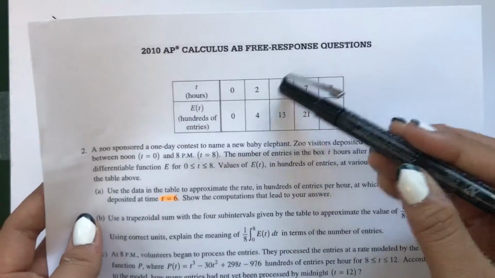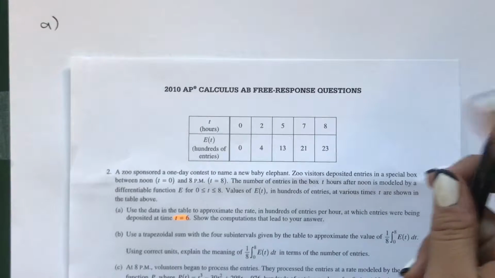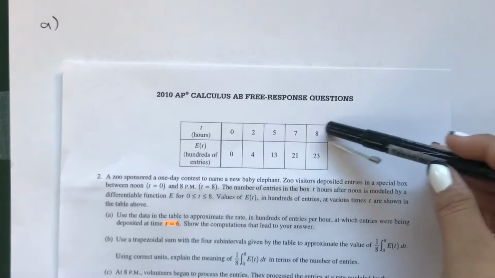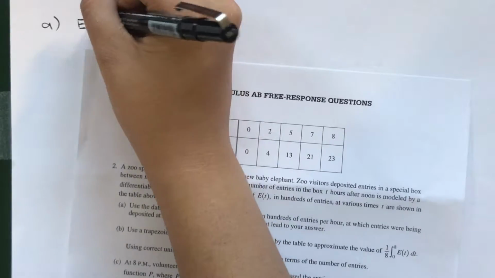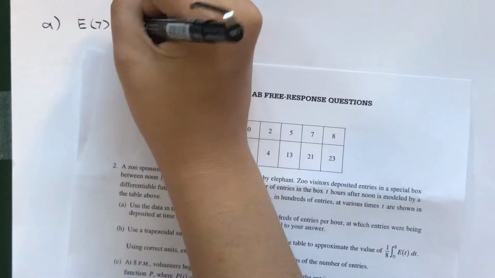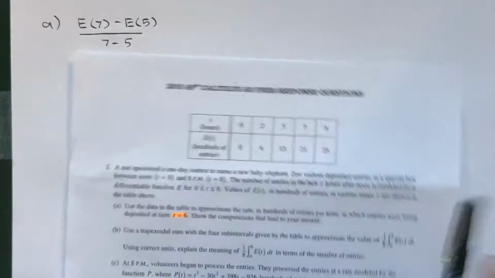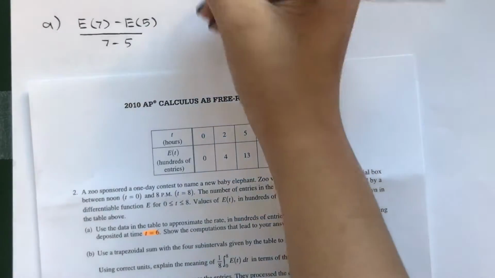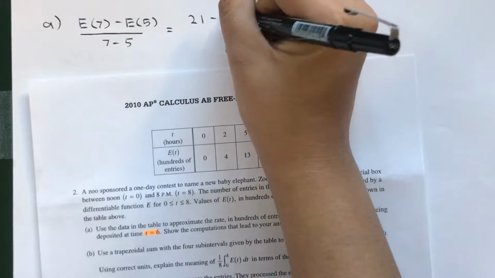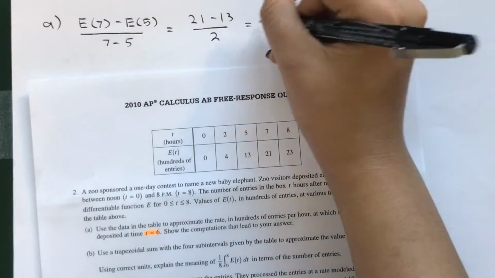And we will be using this part of the chart for this question. We need to use the rate of change formula because that's how we approximate the rate. So we have to do E at 7 minus E at 5 over 7 minus 5. And by looking at this chart, we can fill these in. So you get 21 minus 13 over 2, and the 2 you get from 7 minus 5.